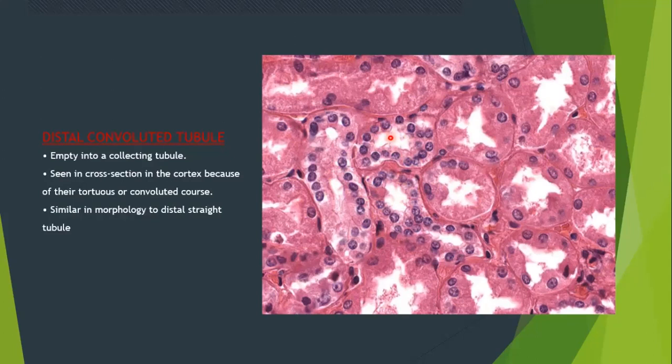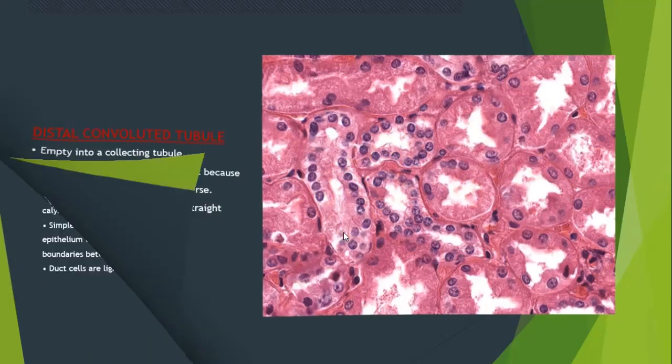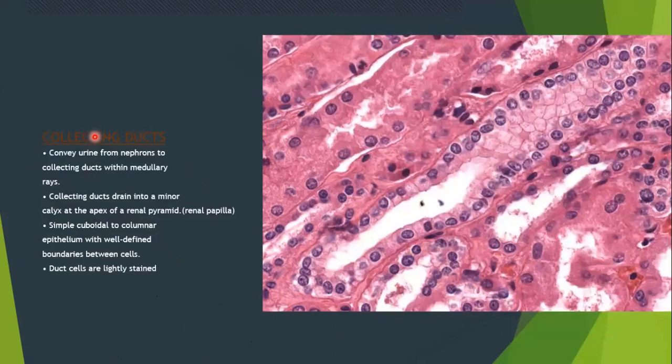No, not less staining, right, staining compared to this one, which is darker staining with eosin. Now let's look at the collecting ducts. They usually convey urine from the nephrons to the collecting ducts within medullary rays. Remember, the medullary rays are composed of the collecting ducts and the straight tubules.